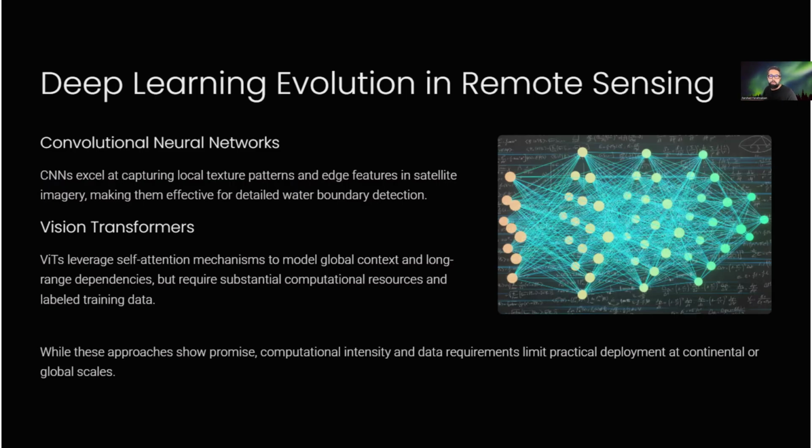This complexity naturally led us to the deep learning evolution. We saw the rise of convolutional neural networks, CNNs, which are great at capturing local texture and edge features for detailed water boundary detection. More recently, vision transformers have also emerged, using self-attention to model global context and long-range dependencies. While these models also show immense promise, their computational intensity and huge label data requirements limit their practical deployment at the continental or global scales that we need.